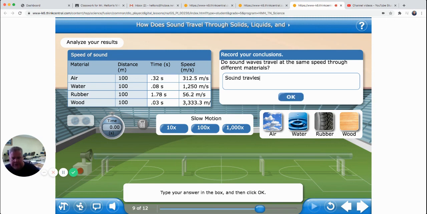Sound travels at different speeds through different materials.